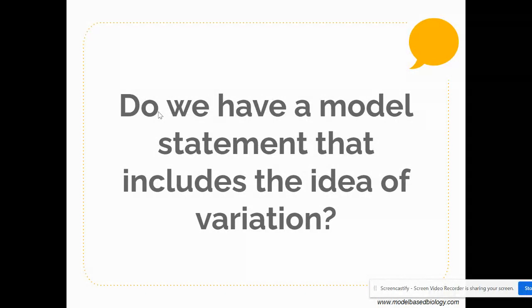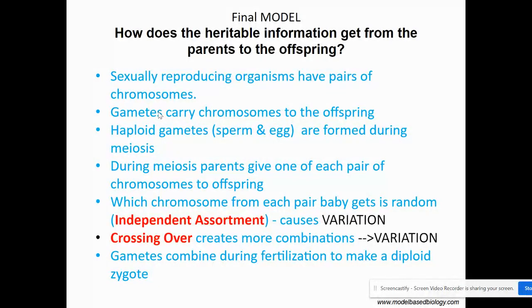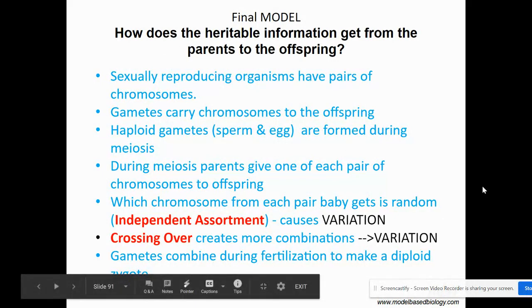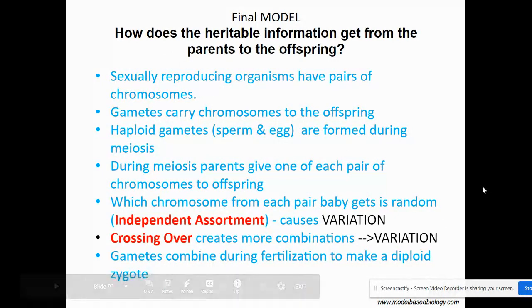Whoops. So do we have a model statement that includes the idea of variation? Not yet. So this is our final model. Okay, so this is the last box on your doodle sheet, and all this information needs to get written down. Okay, so final model. How does the heritable information get from parents to the offspring?